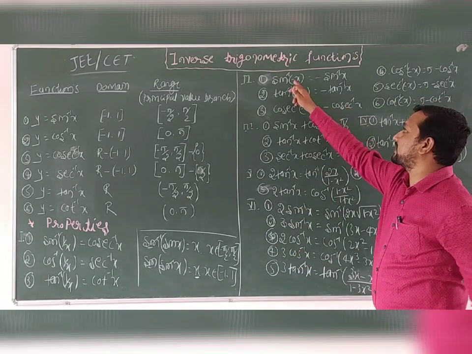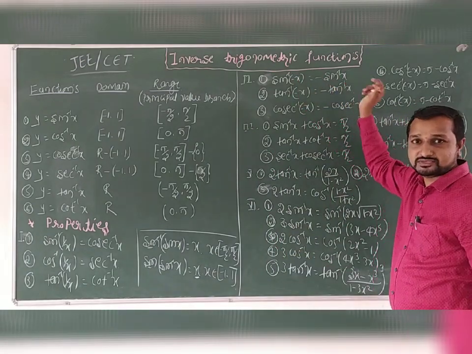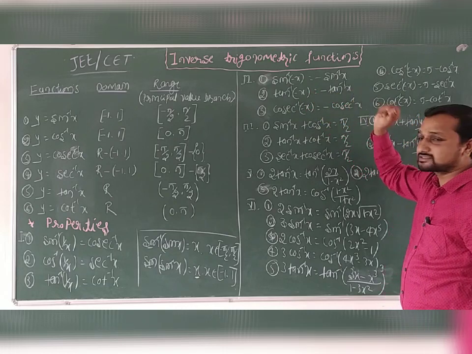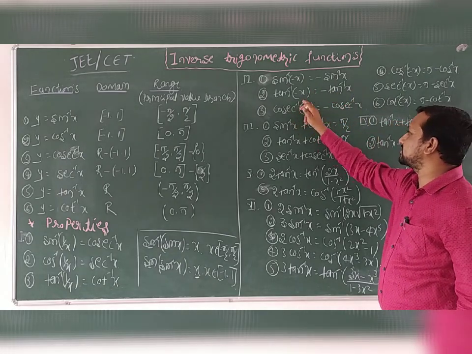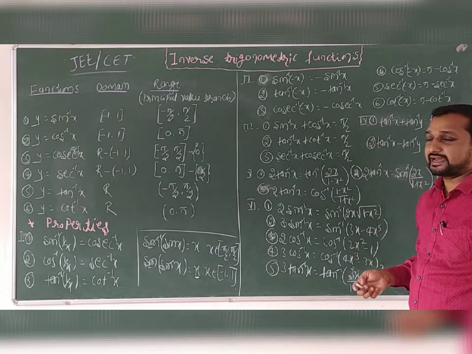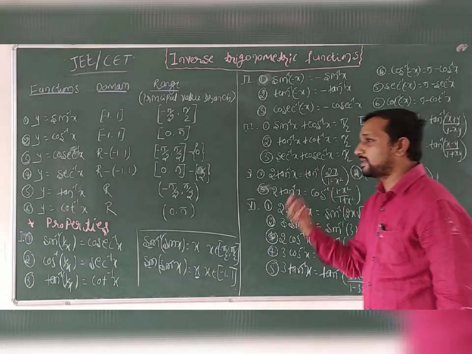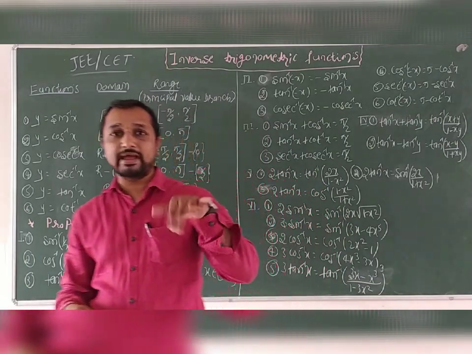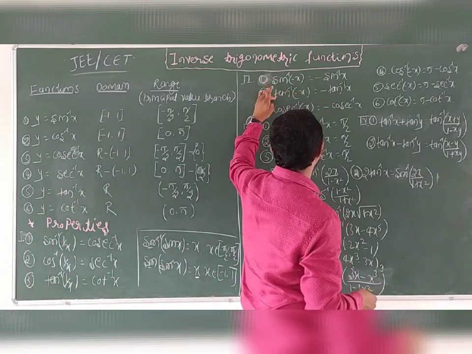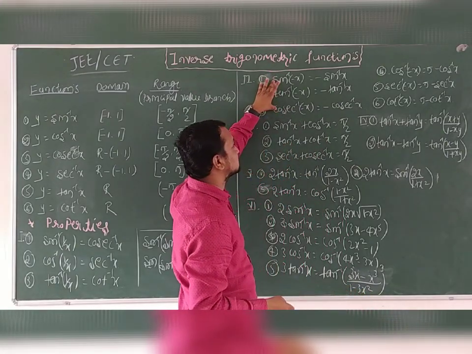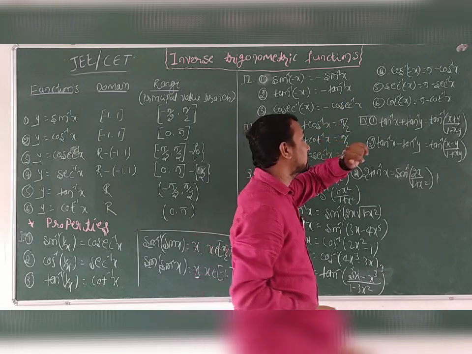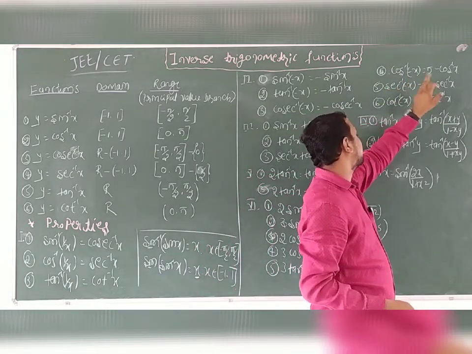So sin inverse of minus x equals minus sin inverse of x, tan inverse of minus x equals minus tan inverse of x, and cosec inverse of minus x equals minus cosec inverse of x. So already I told that 3 angles are minus of that angle, and the other 3 angles are pi minus of that angle. So here sin inverse, tan inverse, cosec inverse are the same, with minus of that inverse trigonometric function.